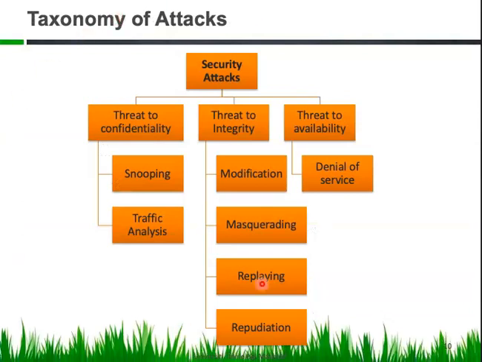The next one is the taxonomy of attacks. Remember our triad model, with three goals of security: confidentiality, integrity, and also availability. These can be threatened by security attacks. This threat to confidentiality, integrity, and availability can occur because of these things. Now we are going to understand one by one the meanings of snooping, traffic analysis, modification, masquerading, replaying, repudiation, and also denial of service.